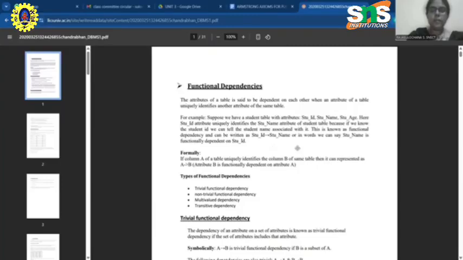So, welcome to a lecture series on database management system. In today's lecture series under database design, we will discuss functional dependencies.